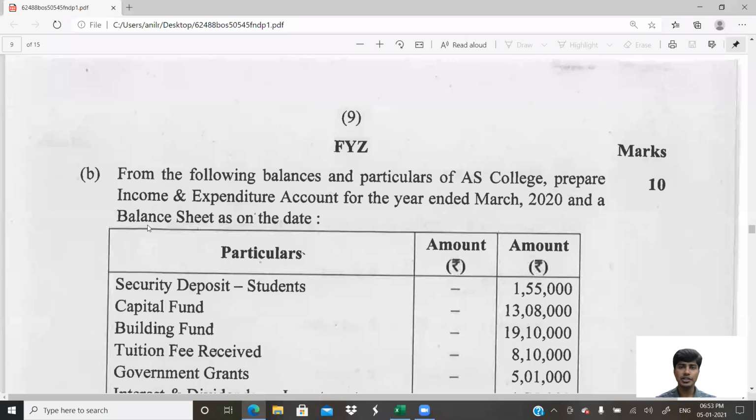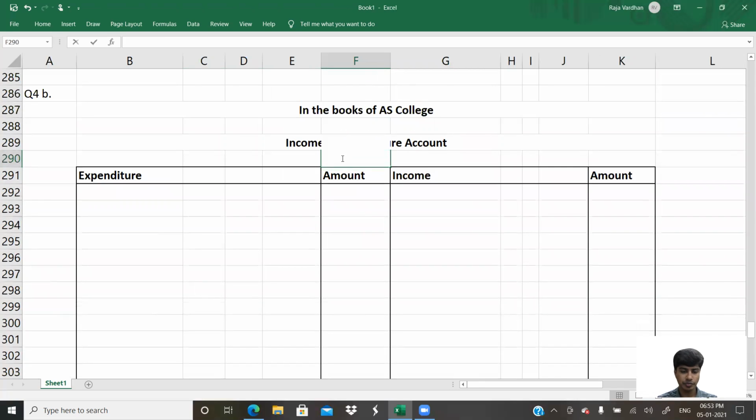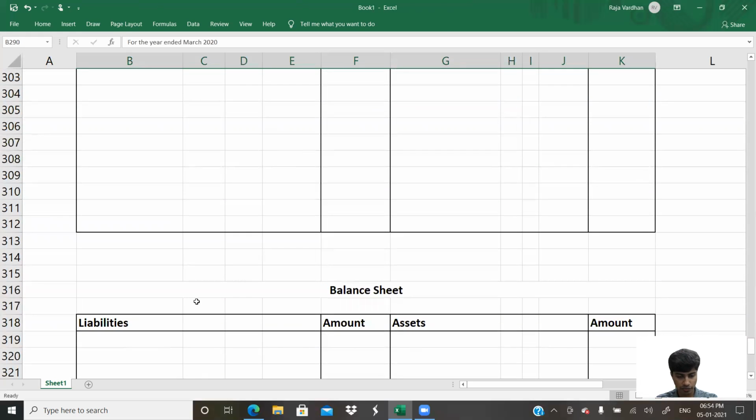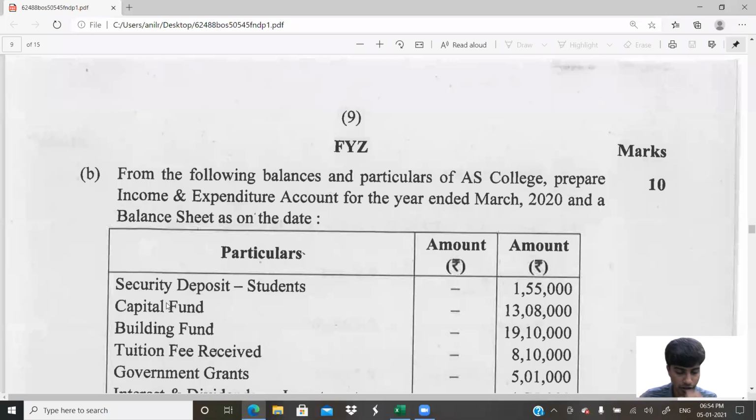You would have to do a few working notes. I'll teach you then and there. Let's get started. From the following balances and particulars of AS College, prepare income and expenditure for the year ended 31st of March 2020. So income and expenditure. For the year ended, it's March 2020. Yes, very important. Don't forget that. Similarly, for the balance sheet, I would have to write as on 31st of March 2020.